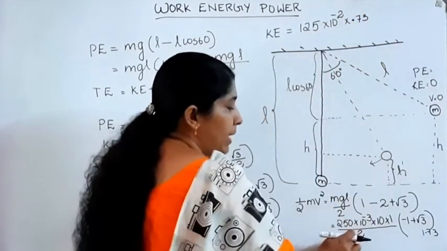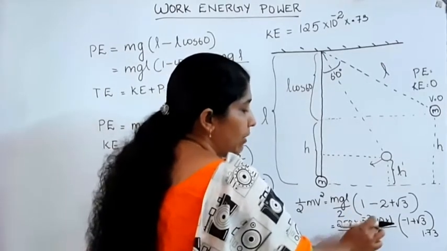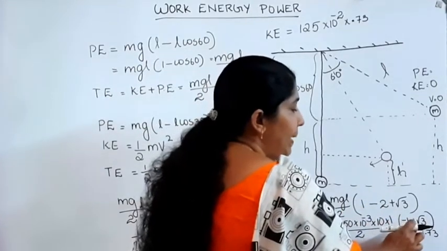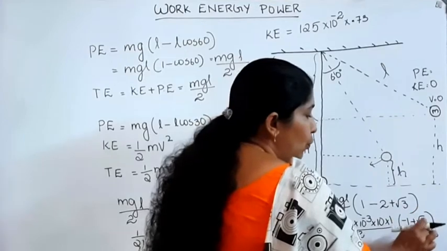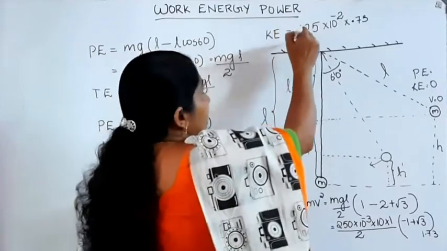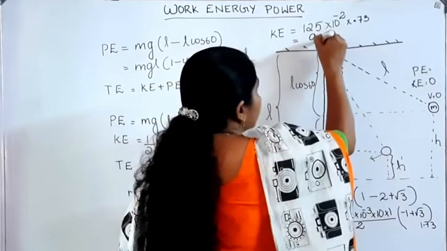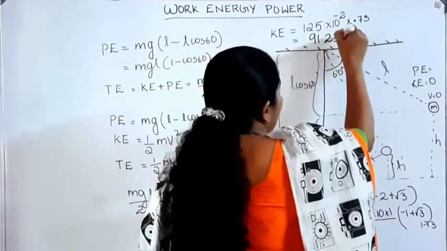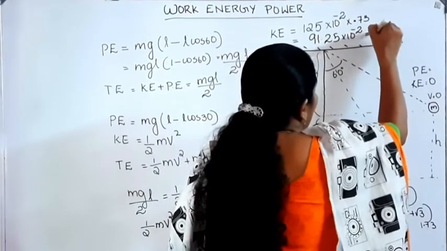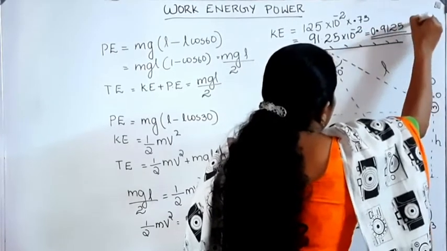250 divided by 2 is equal to 125. 125 into 10 raised to minus 3 into 10 is 10 raised to minus 2, into minus 1 plus root 3. The value of root 3 is 1.73, then we got 0.73. Then the kinetic energy is equal to 91.25 into 10 raised to minus 2, or that can be written as 0.9125. That much joule is the kinetic energy.